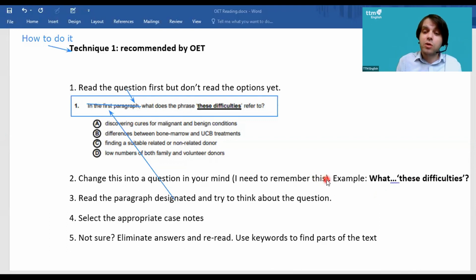So what do we need to do? We need to try to remember this, okay? And we'll practice this in a minute.